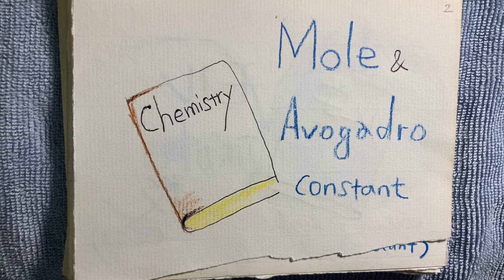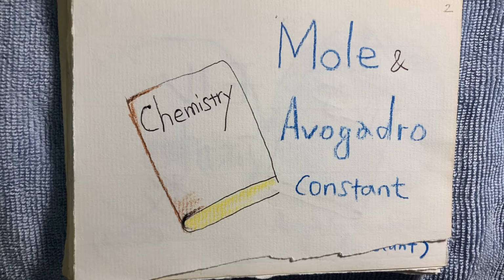Now, I will talk about the mole and Avogadro constant that appears in basic chemistry class. I think how well a person understands the mole and Avogadro constant determines whether a person will like or dislike chemistry in the future. If you can understand them, you will be very interested in chemistry and you may want to study more.